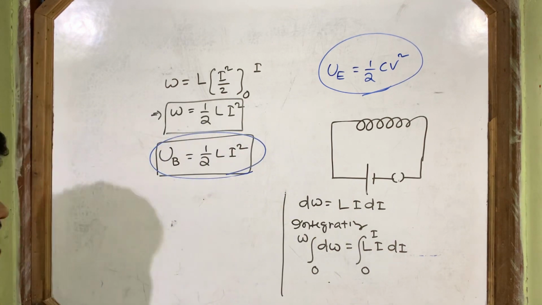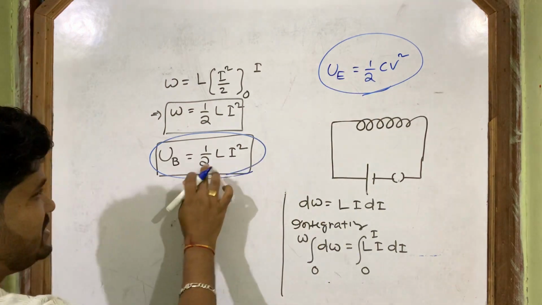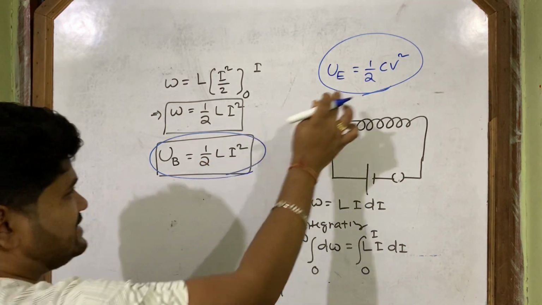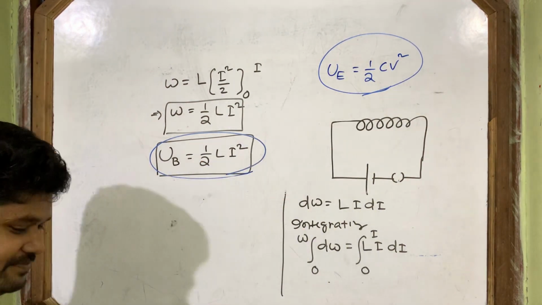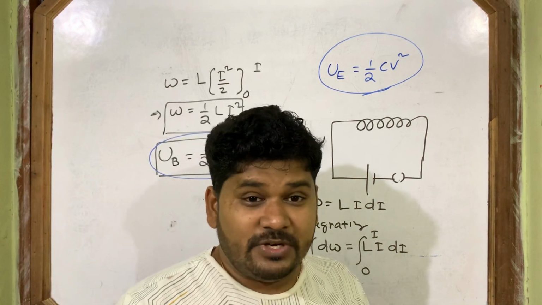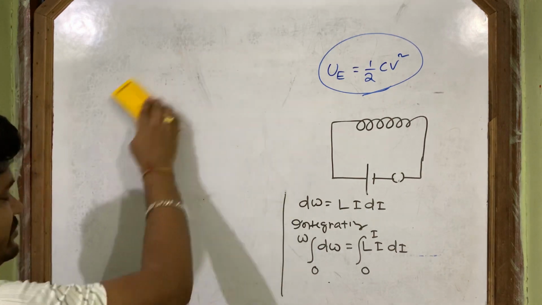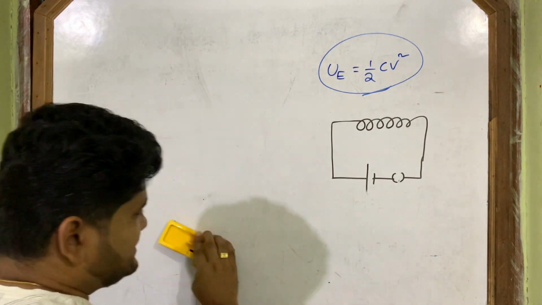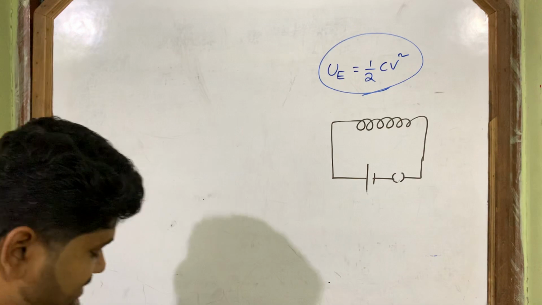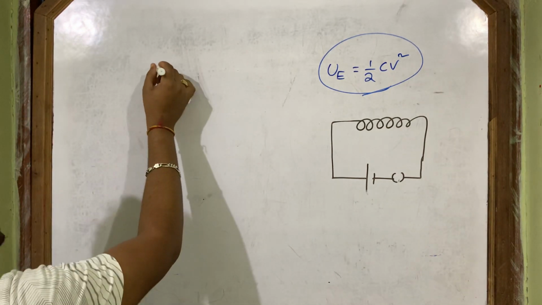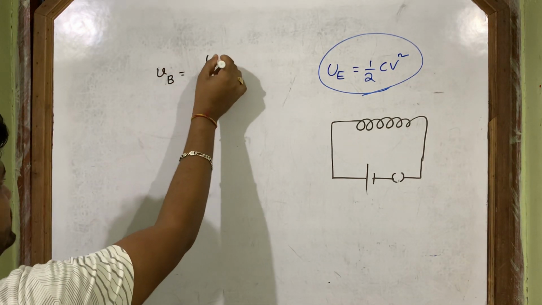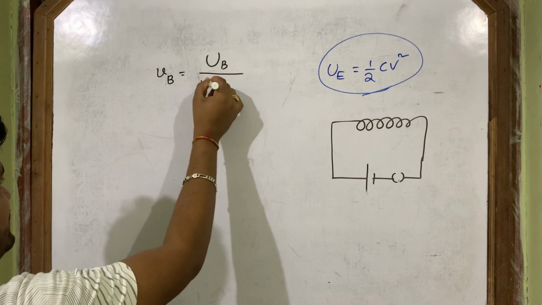Okay, so these two expressions are almost similar. You see half CV square, half LI square, inductance, capacitance here. So next we will not forget to find energy density. How much is the energy density here? Let's do energy density. Energy density is total energy stored divided by volume.